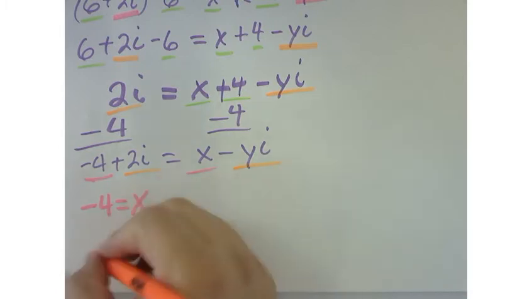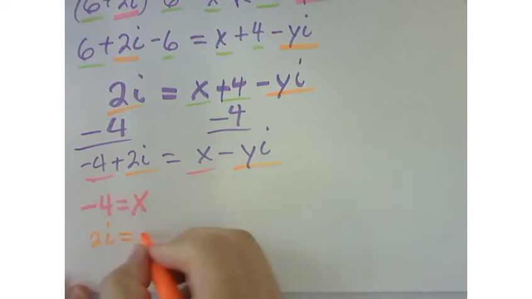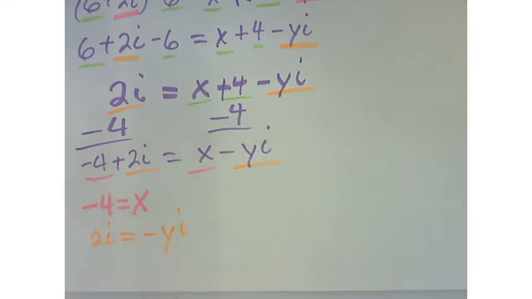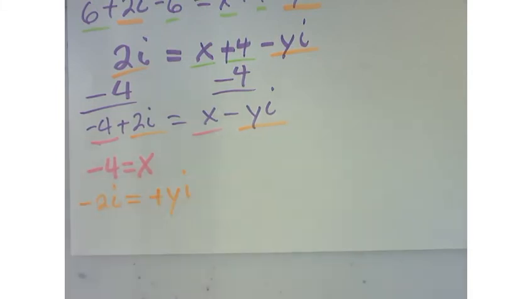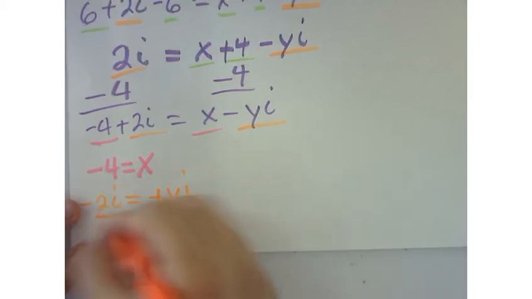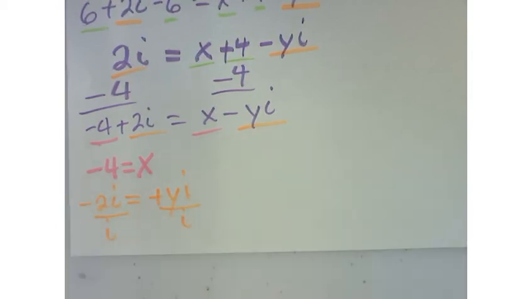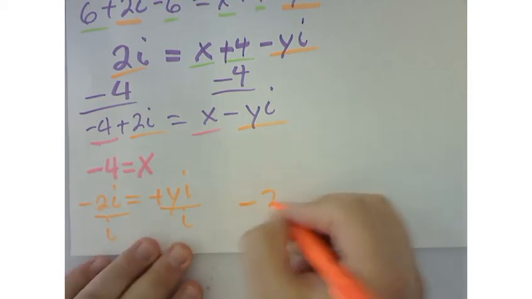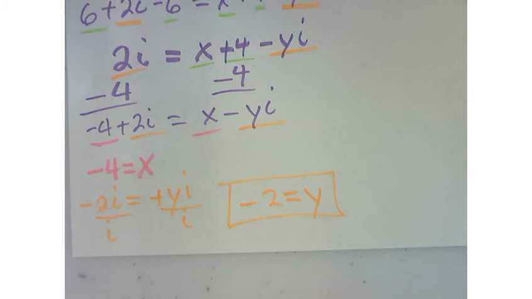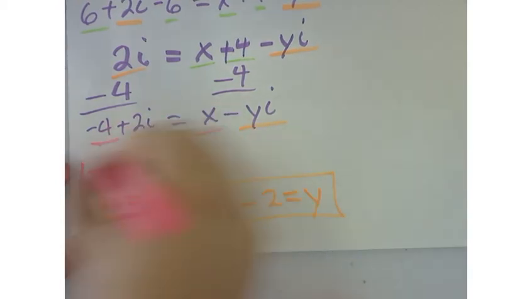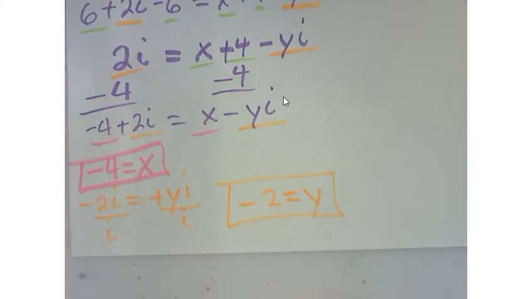In other words, I'm going to say 2i is equal to -yi, right? Well, here now I need to solve for y. So I'm going to multiply everything by -1. When I do that, the signs change on both sides of the equal sign. Then I'm simply going to divide by i. What am I left with? -2 is equal to y. So then our solution for x and y is x is equal to -4, y is equal to -2.